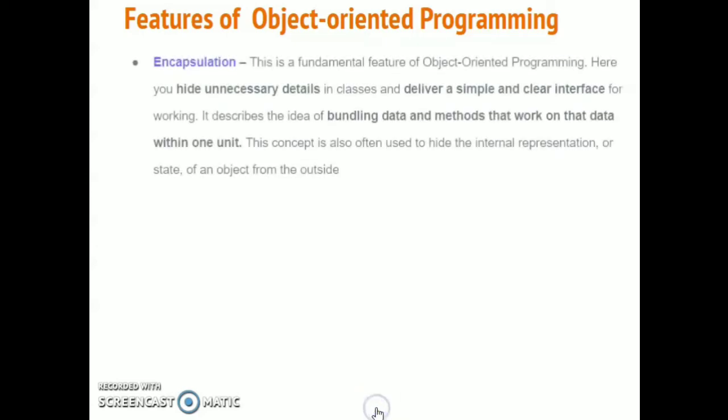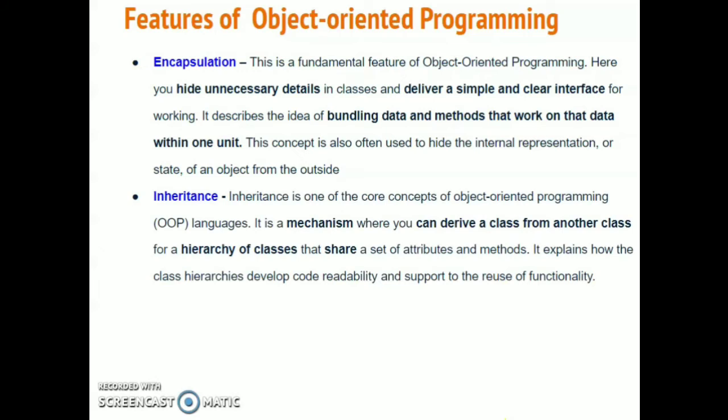Features of object-oriented programming. Number 1, encapsulation is binding data and methods into a single unit and keeping it safe and secure from outside interference. Number 2, inheritance. This is the process by which a class can be derived from a base class with all features of the base class and some of its own. This increases code reusability.